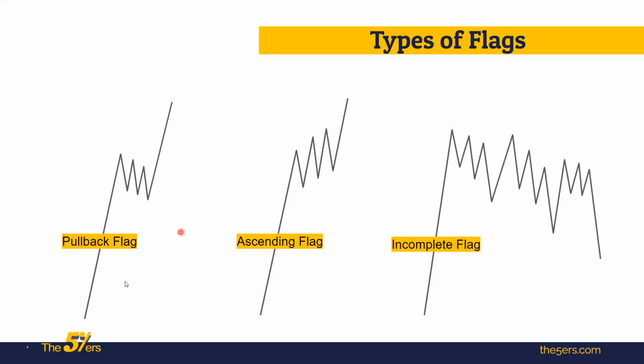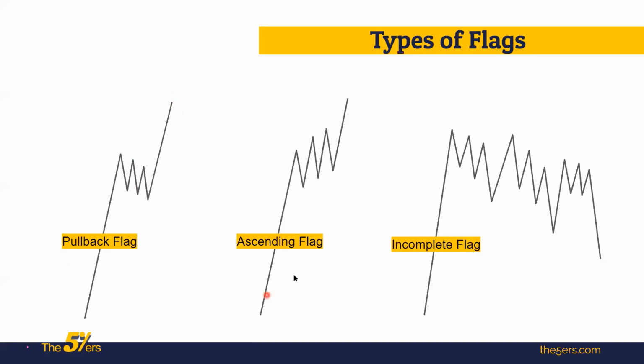Okay, so once we see a flag and pole, we have three types of flag and poles. We have a pole, and then price is flagging, and we call it a pullback flag when price is actually flagging downwards. And then when it pops up again, then that would be the pole, and we are waiting for another flag to establish at a later point.